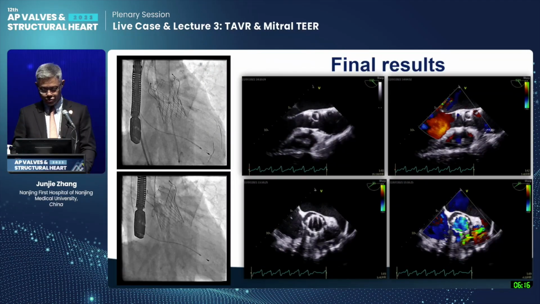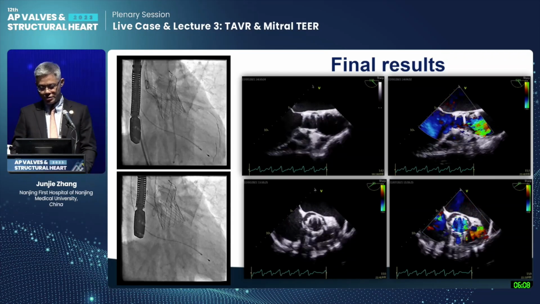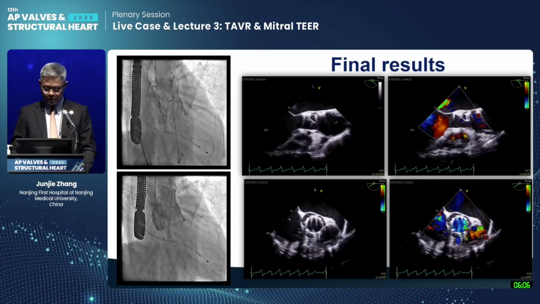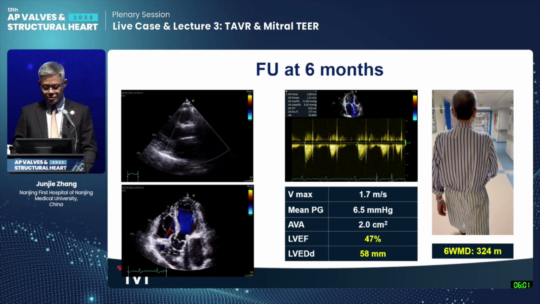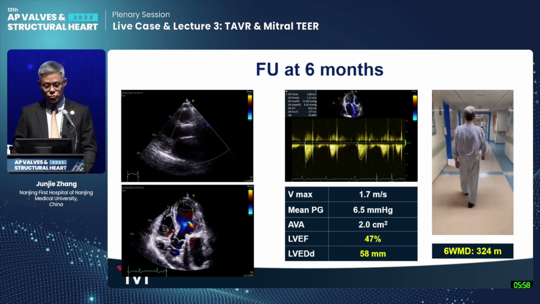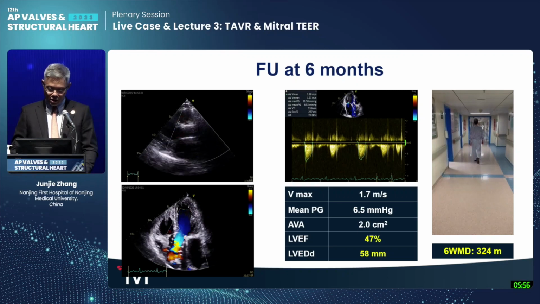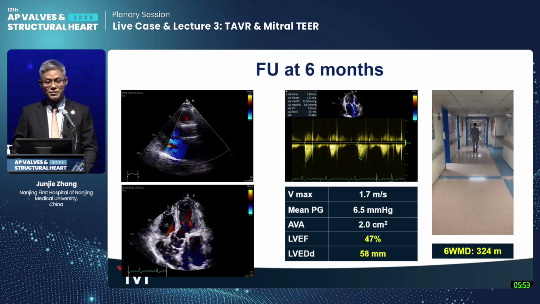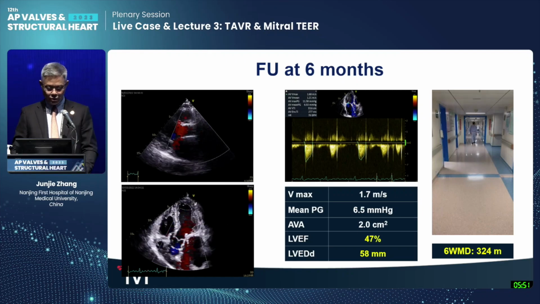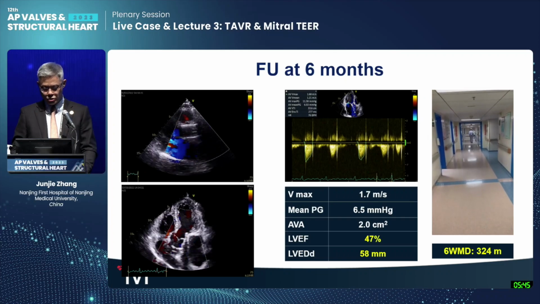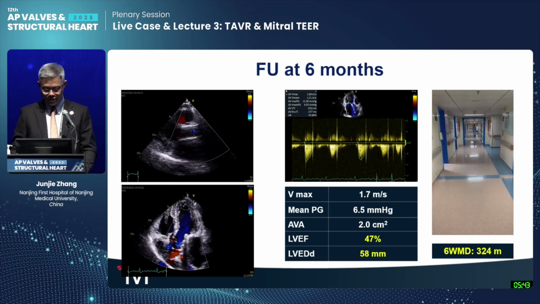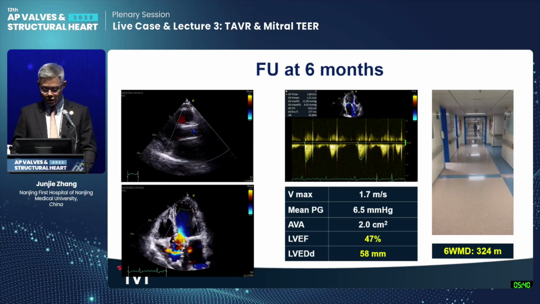So the final result shows the valve position is good, I think at the 0 level, just at the level of the annulus, and without any PVR. And also the valve works quite well. The patient was discharged, and at 6 months you can see the patient came back for echo follow-up. The LVEF improved from the baseline 30% to 47%, and the LV EDD decreased from 70 millimeter to 58 millimeter.